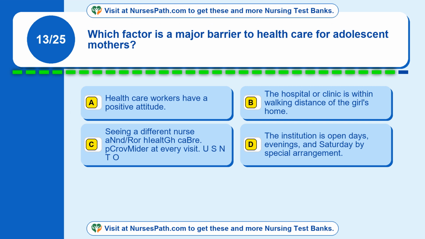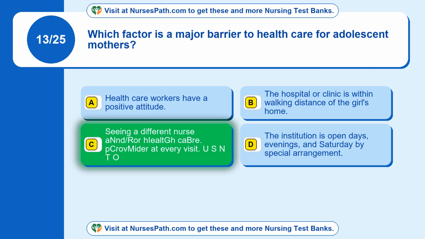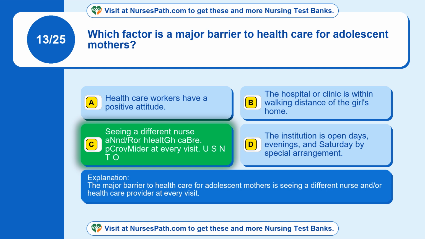Question 13. Which factor is a major barrier to healthcare for adolescent mothers? Option A, healthcare workers have a positive attitude. Option B, the hospital or clinic is within walking distance of the girl's home. Option C, seeing a different nurse and/or healthcare provider at every visit. Option D, the institution is open days, evenings and Saturday by special arrangement. The correct answer is option C. The major barrier to healthcare for adolescent mothers is seeing a different nurse and/or healthcare provider at every visit.